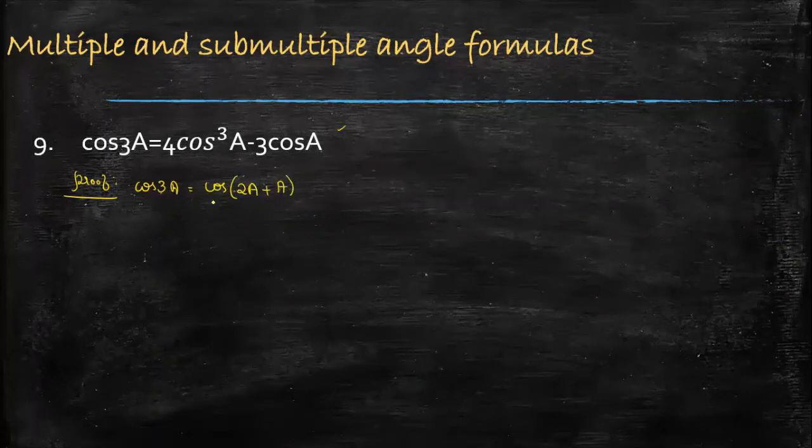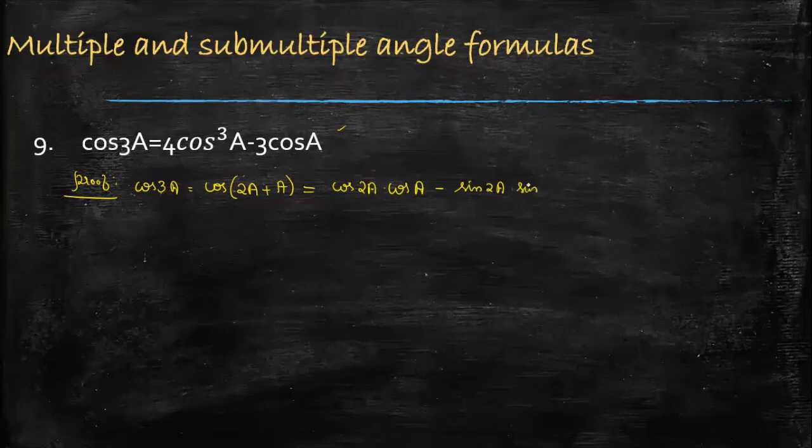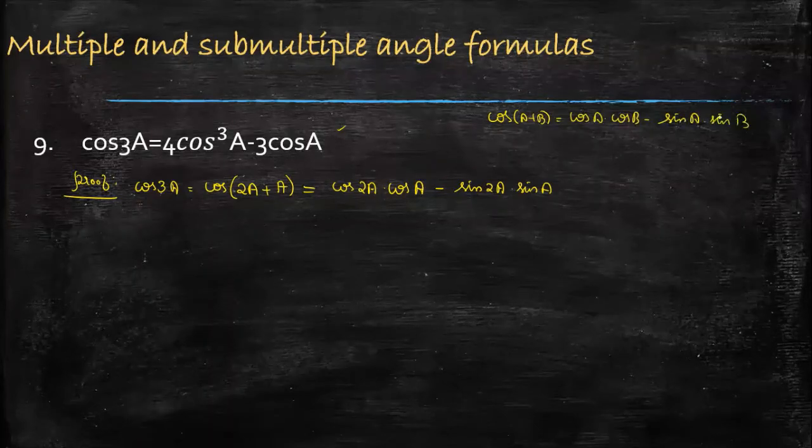Compound angle means we write it as a sum or difference. So I have written cos 3A as cos of 2A plus A. So this is in the cos A plus B form. A is the first angle and B is the second angle. Let's apply the formula: cos of first angle into cos of second angle minus sin of first angle into sin of second angle. This is the formula, isn't it? Cos A plus B is cos A into cos B minus sin A into sin B. This formula I have applied here.